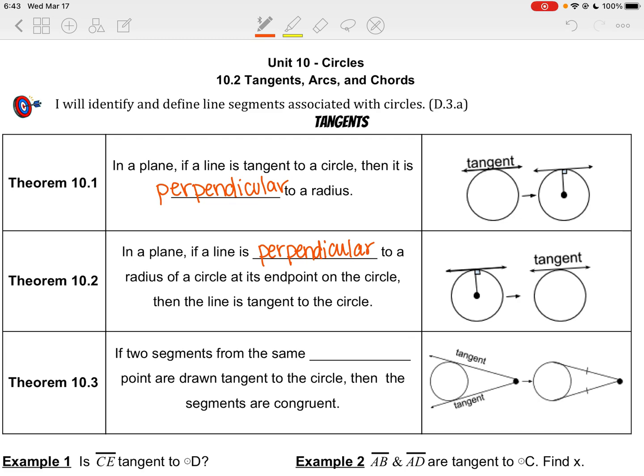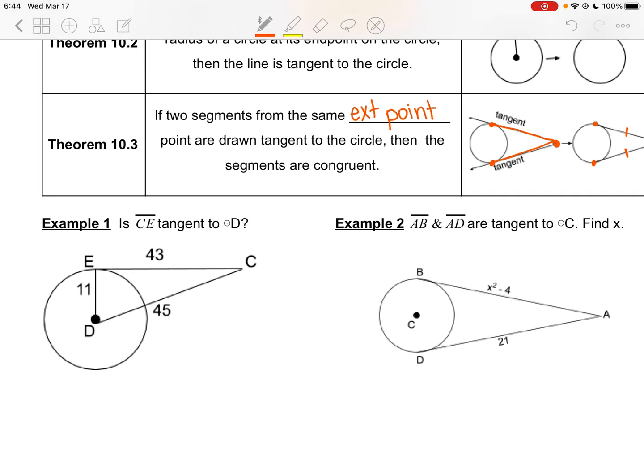Our next theorem says if two segments from the same exterior point, so exterior just means outside of the circle, are drawn to the circle, so we would look at the point of tangency to the circle, then the segments that are created are congruent. So the distance from that exterior point to the point of tangency of these two segments would be congruent. So now let's look at some examples that are going to use these.